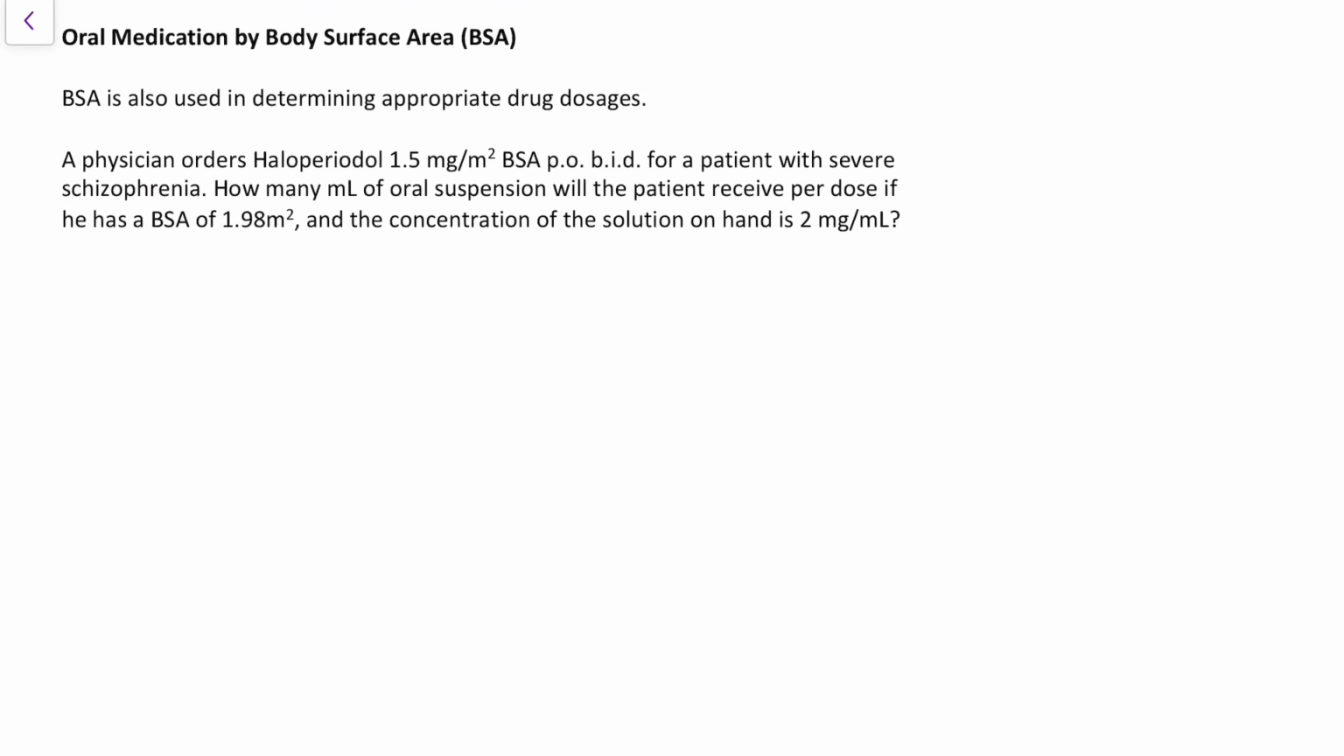Finally, medication can also be given by body surface area. Similar concept to weight and to all of the other concentrations. You're going to do this based on conversions. We can use our conversion strategy in order to solve this, but it might be given by body surface area. So a physician orders haloperidol 1.5 milligrams per meter squared body surface area. So if it's a meter squared, that's our body surface area. BID, so this is per dose. This is twice a day.